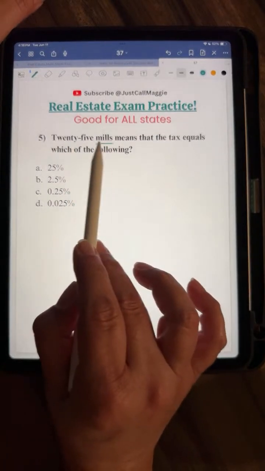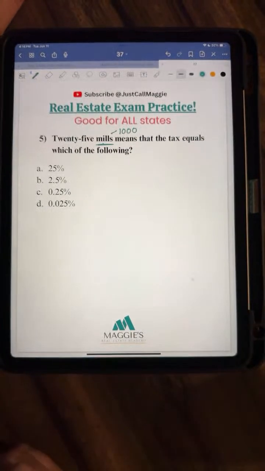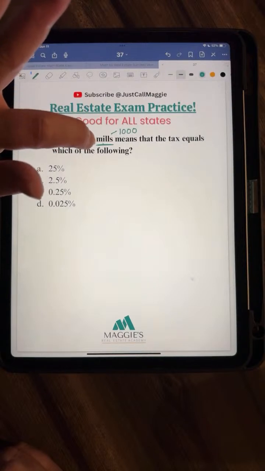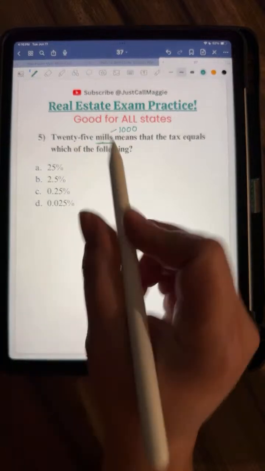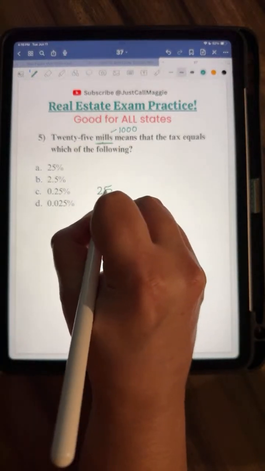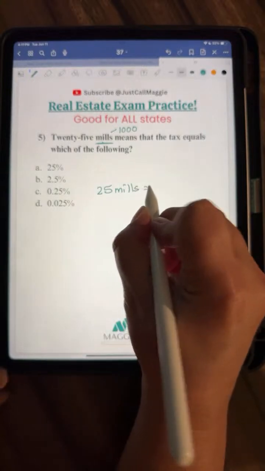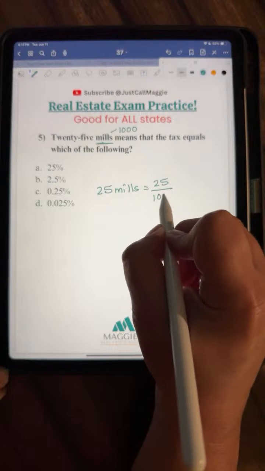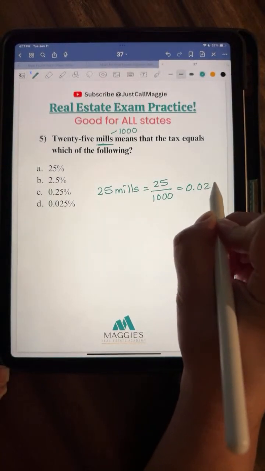Now, remember the word mils is out of 1,000, right? In Spanish, the word mil means 1,000. So what we're going to do is we're going to take those 25 mils and we're going to convert it first. So 25 out of 1,000. That gives us 0.025.